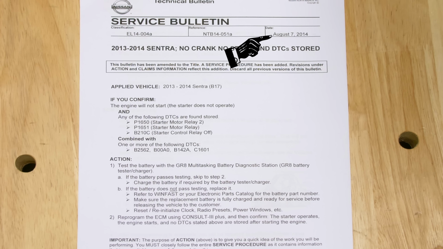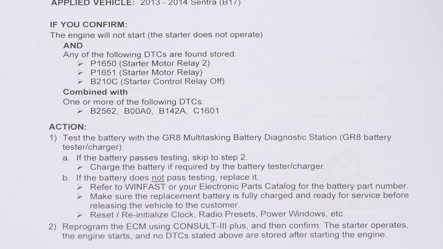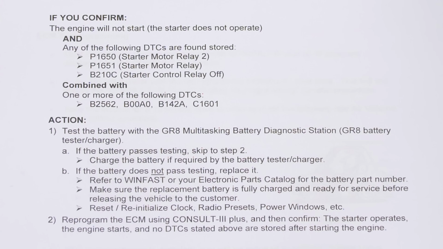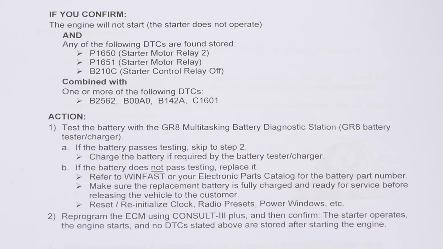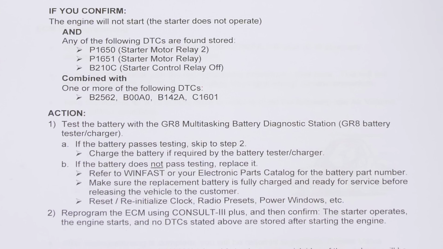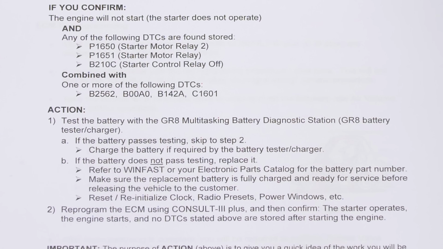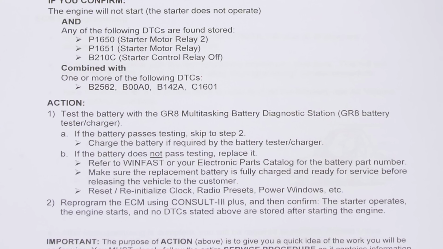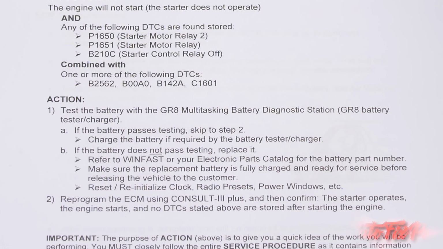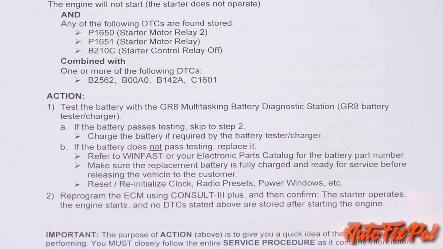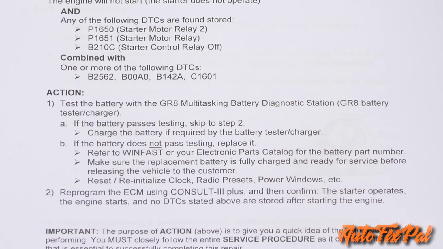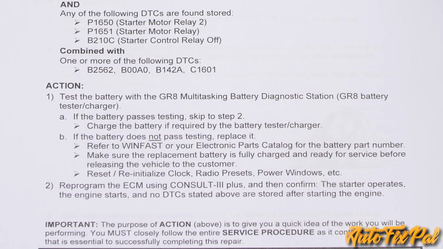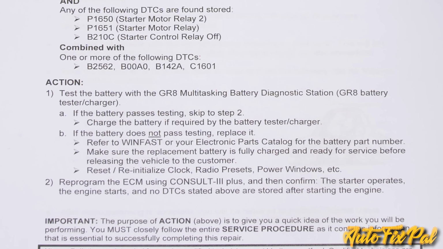Basically the bulletin says that if you confirm that the engine will not start, the starter does not operate, and any of the following DTCs are found stored: P1650 starter motor relay 2, or P1651 starter motor relay, or B210C starter control relay off, combined with one or more of the following DTCs: B2562, B0080, B142A, or C1601.